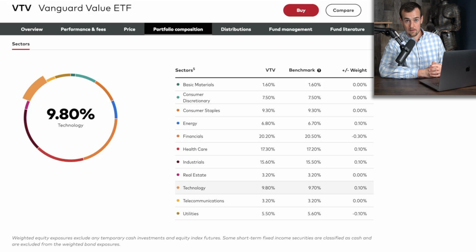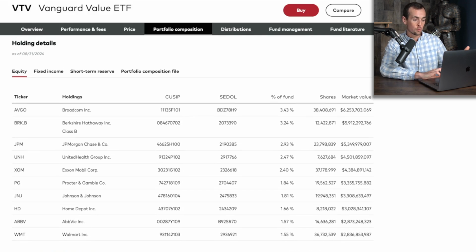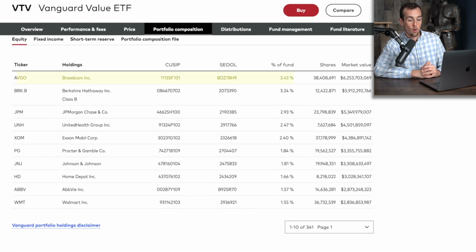Taking a look here at the largest holdings, the biggest component here is Broadcom at about 3.43%, just shy of 3.5%, followed by Berkshire Hathaway, JP Morgan Chase, United Health Group, ExxonMobil, Procter & Gamble, Johnson & Johnson, Home Depot, AbbVie, and Walmart. Most of those are dividend payers. They're companies that we've all heard of that have been around for a very long time, and so you are investing more of your money in well-established companies here versus those that are expected to be big growth names in the future.